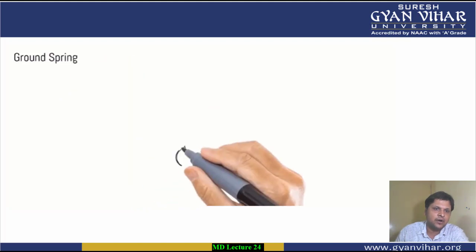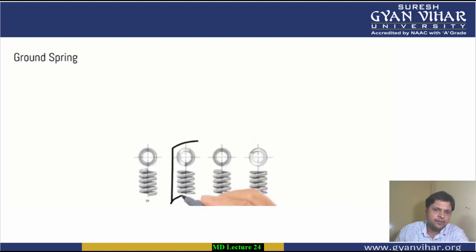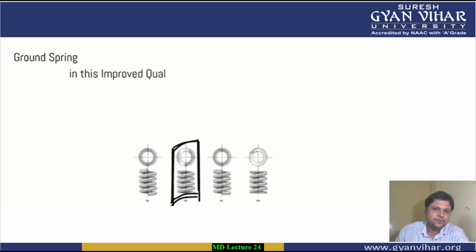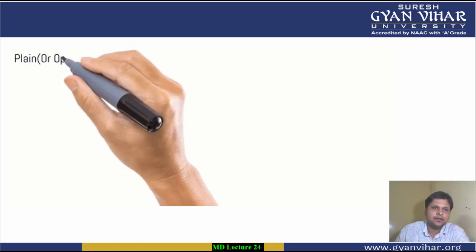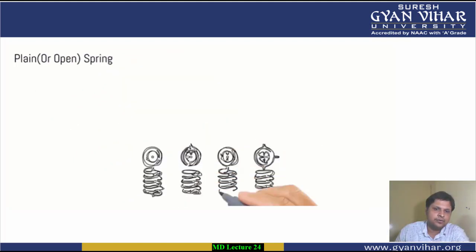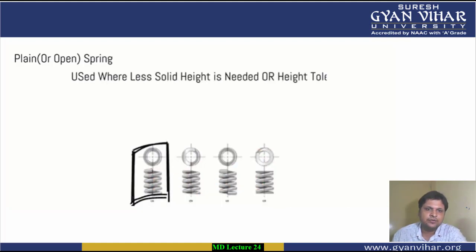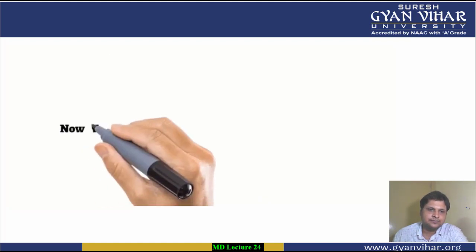Then the second is the ground spring. In the case of ground spring, students, you can see its end. This is an improved quality, can be replaced accurately, and so they don't buckle. This is the plus point with the ground ends. Then plain or open springs are the third one; the first one in this diagram is the plain or open spring, students. They are used where less solid height is needed.